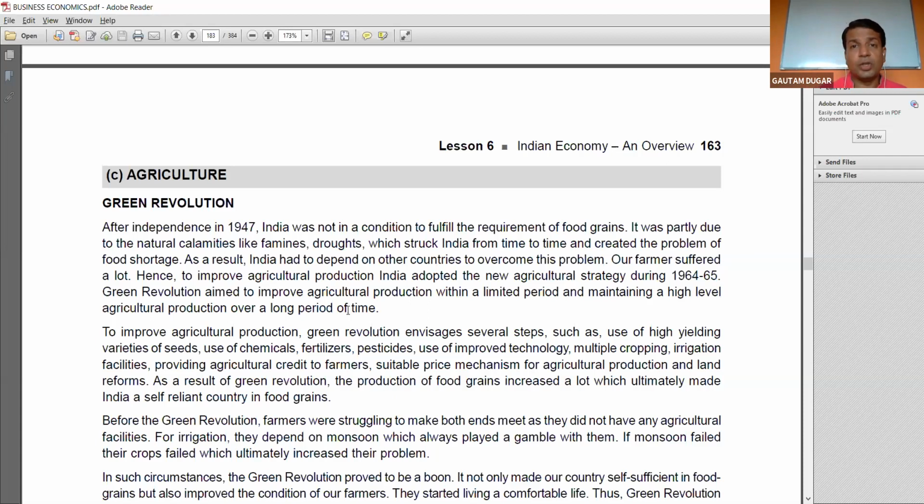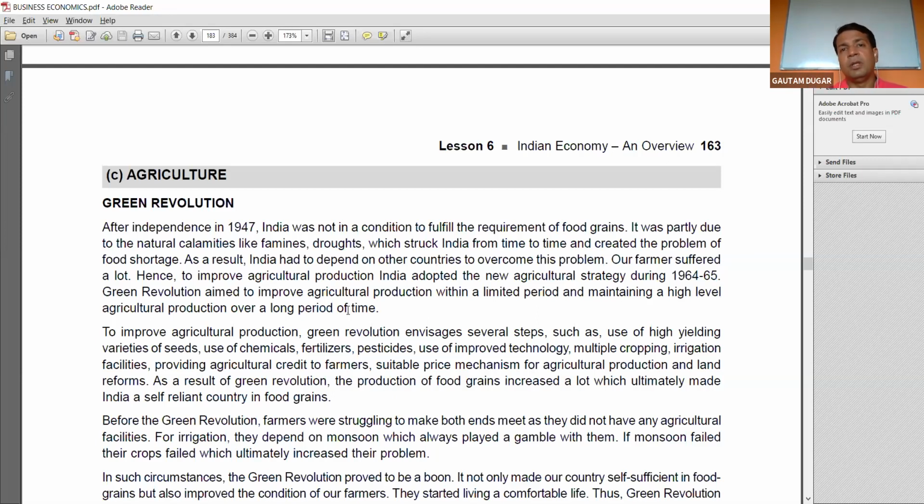On all the crops, it was not uniform. The biggest impact was on the production of wheat. We became self-sufficient, self-reliant in the production of wheat, such that there was a surplus, huge production. And therefore, the Green Revolution is at times also called the Wheat Revolution. Remember, it's also called the Wheat Revolution. And again, the Green Revolution did not impact the entire country uniformly.